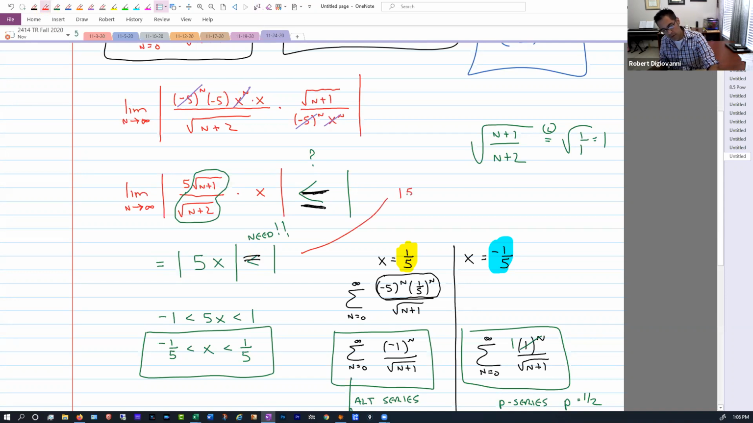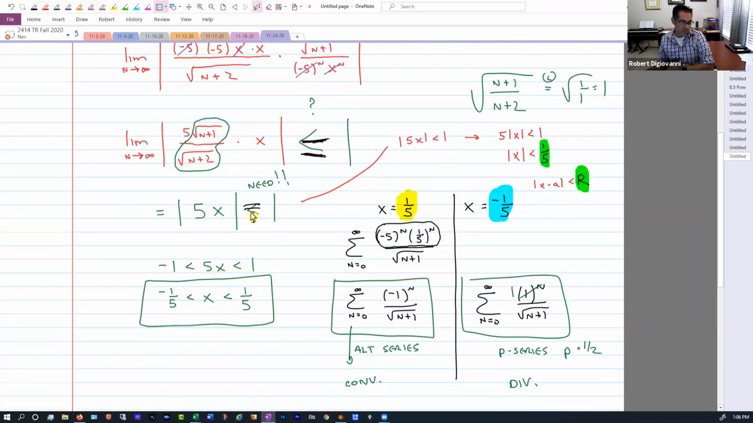We had absolute value of 5x is less than 1. So I can rewrite this as 5 times the absolute value of x less than 1, and if I divide by 5, I get this. If you look at it like this, then this looks like x minus a less than r. And so what I'm trying to get you to see here is that our radius of convergence would be 1/5.